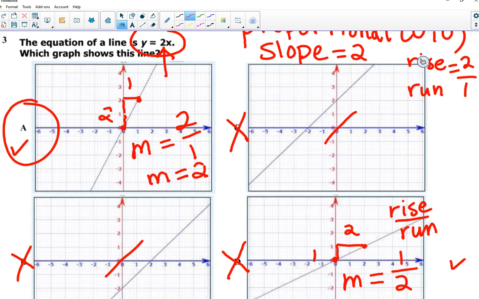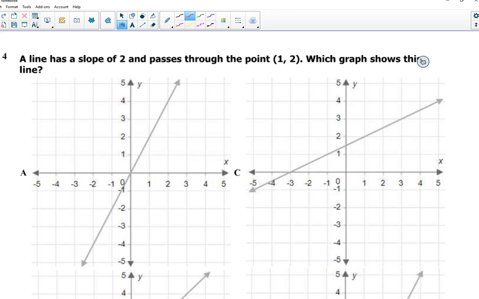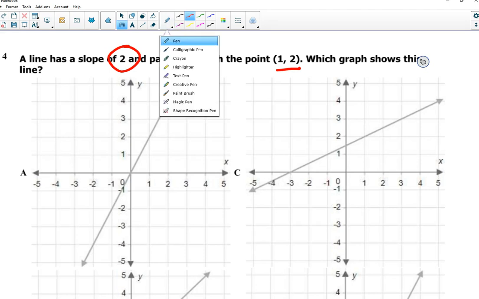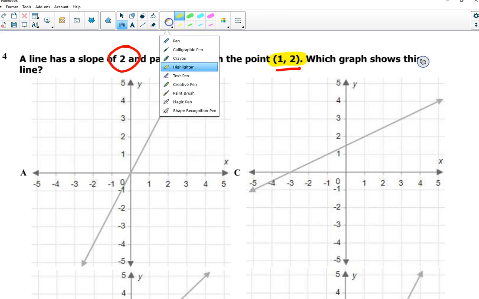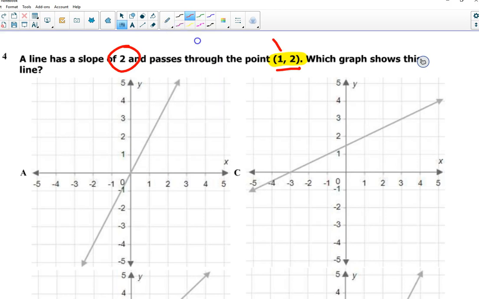The warm-ups. Okay, problem number 4. Again, this is very similar to the last problem, except it says that it passes through point 1, 2, and it has a slope of 2. The easiest way to do this is to look for the point 1, 2 on each of the lines. Go ahead and plot 1, 2 on every graph. Remember, 1, 2 is x, y: 1 on the x, 2 on the y. If I look at A, it's 1 on the x, 2 on the y. So far that's a possibility.